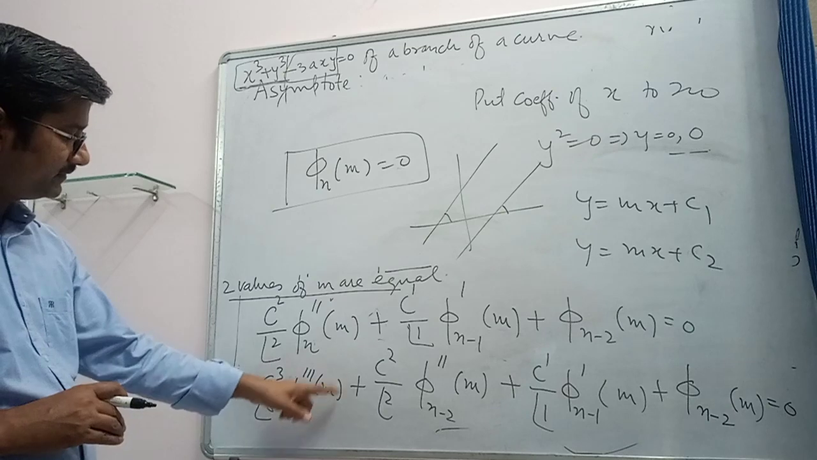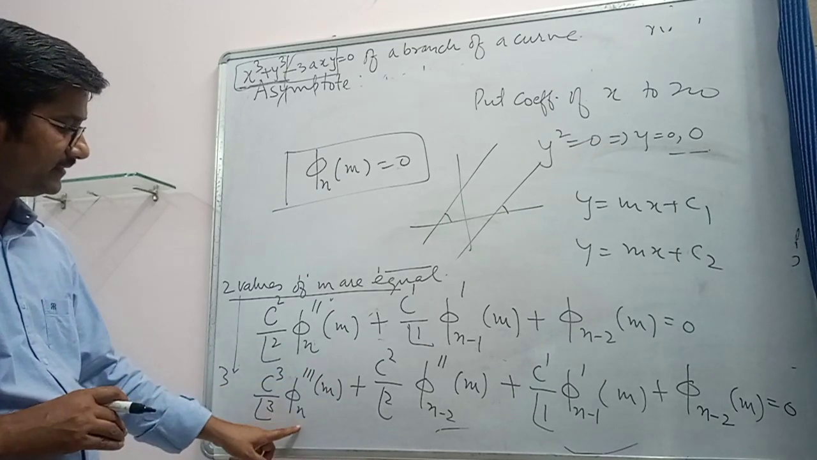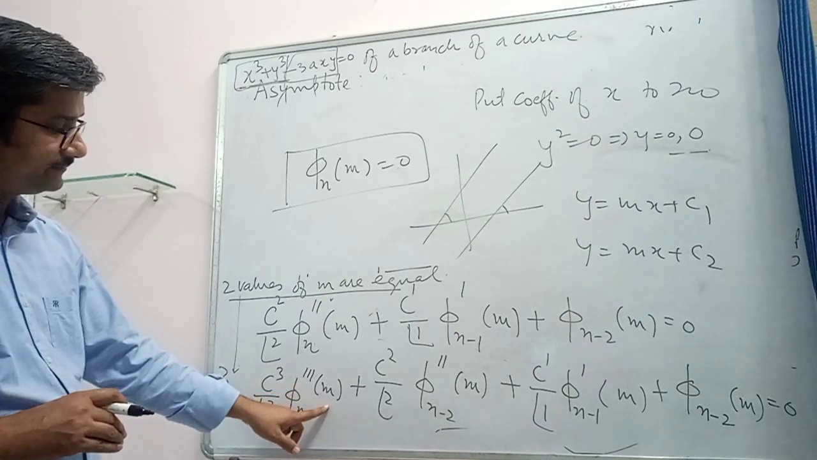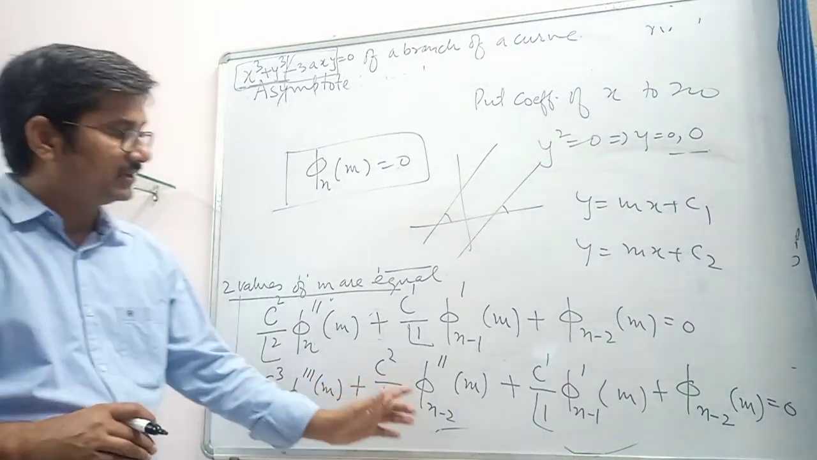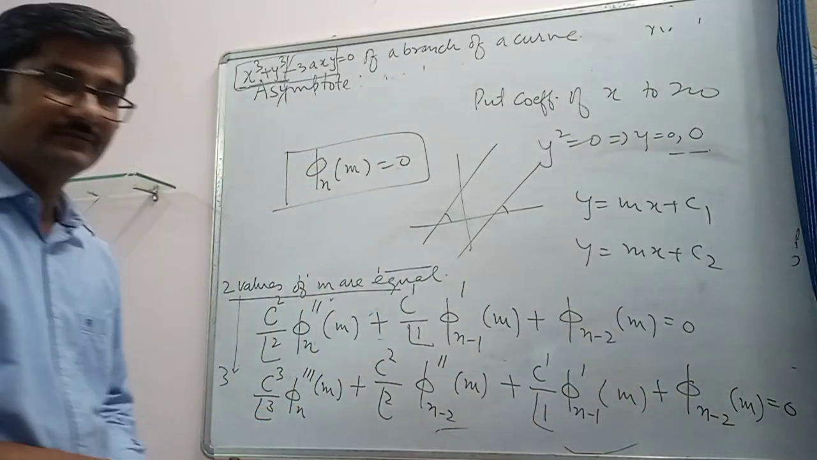So the first term will start from c to the power 3 upon factorial 3 phi triple prime m, and then reduce one by one. As the primes are removed, you will get the last term. Okay.